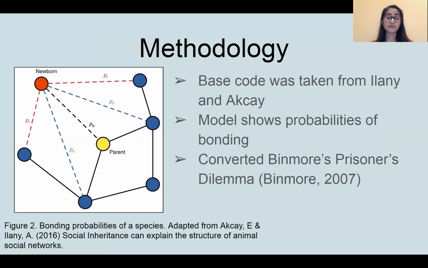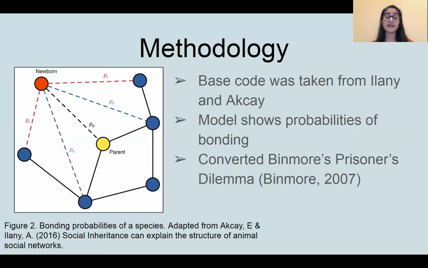The image on the left shows these bonding probabilities. The red dot is a newborn in a population. It's connected to a yellow dot, which is their parent. It's connected by Pb, which is a dotted black line. Pb is the probability of this newborn bonding to their parent. The parent is connected by two solid black lines to two blue individuals. These are the parent's friends.